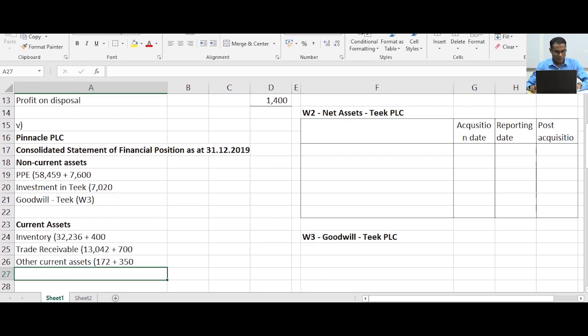Then cash and cash equivalents. Pinnacle is having cash and cash equivalents balance of 7,721, and Teak cash and cash equivalents are 750. Right. So these are the current assets that the two companies are having.